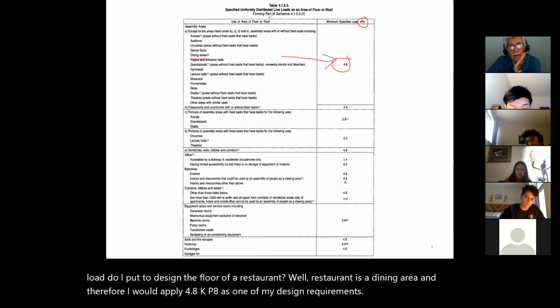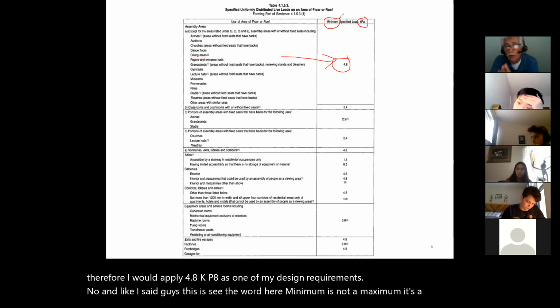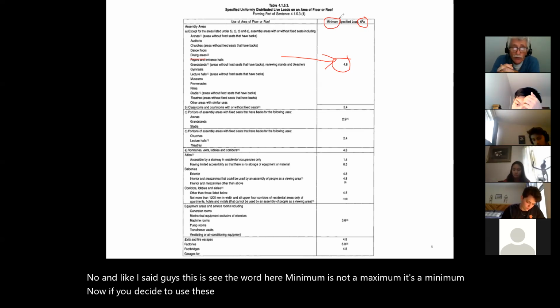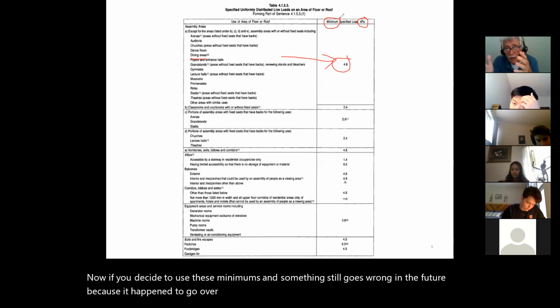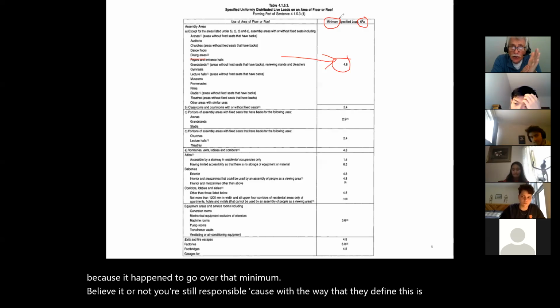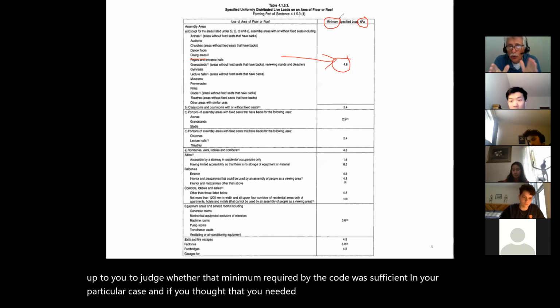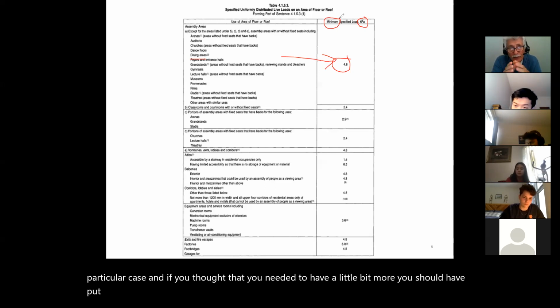Now, guys, see the word here, minimum? It's not a maximum, it's a minimum. If you decide to use these minimums and something still goes wrong in the future because it happened to go over that minimum, believe it or not, you're still responsible. Because of the way they define this, it was up to you to judge whether the minimum required by the code was sufficient in your particular case. And if you thought you needed a little bit more, you should have put more. So keep this in mind. These are not maximum values, these are minimum values.